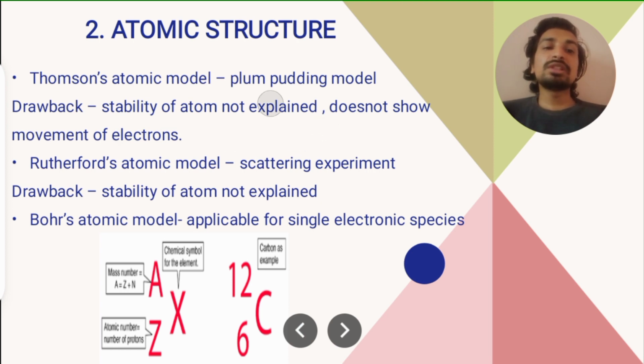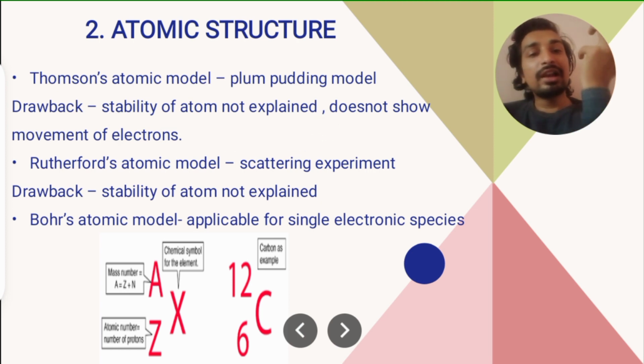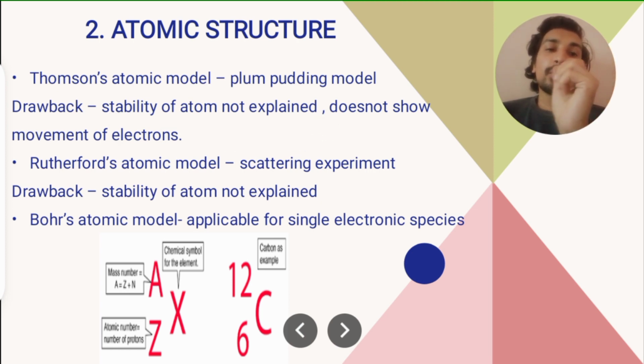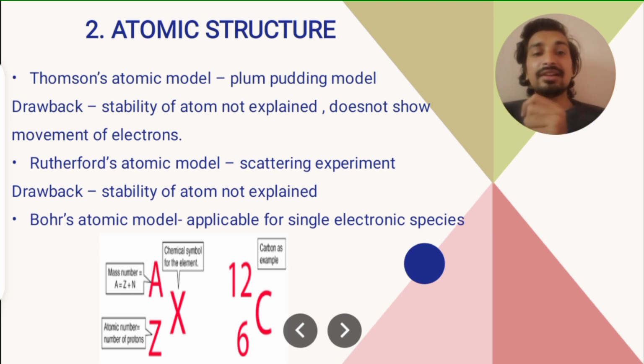The drawback was he couldn't explain the stability. How will the electrons stay inside this positive charge? Why are they embedded? He couldn't explain the stability of the atom. He did not show the movement of electrons. He told they're embedded, but he didn't tell about the movement.